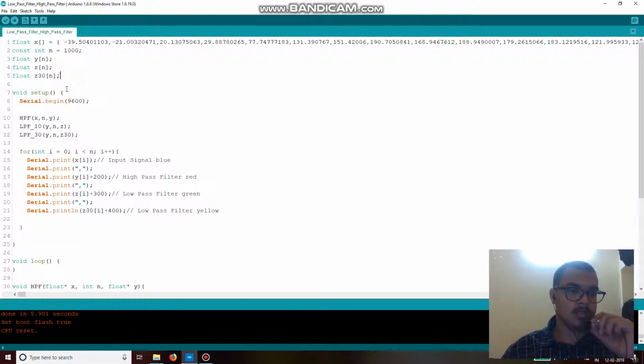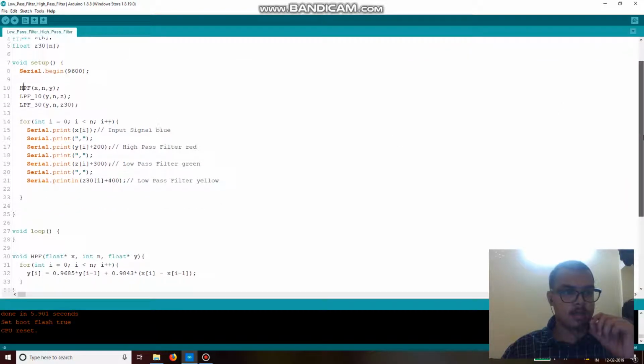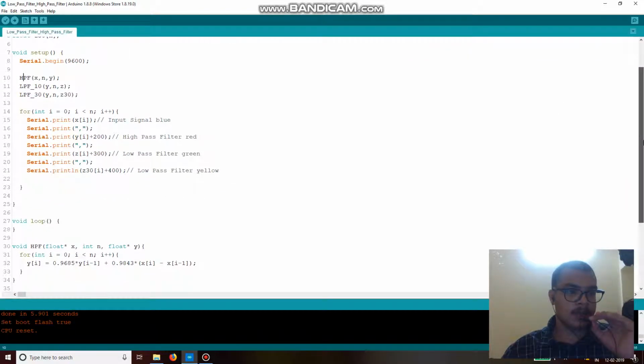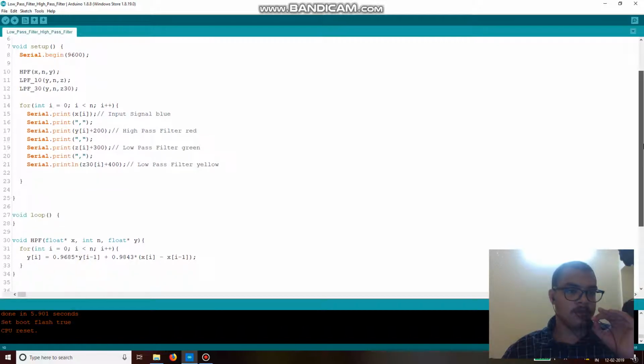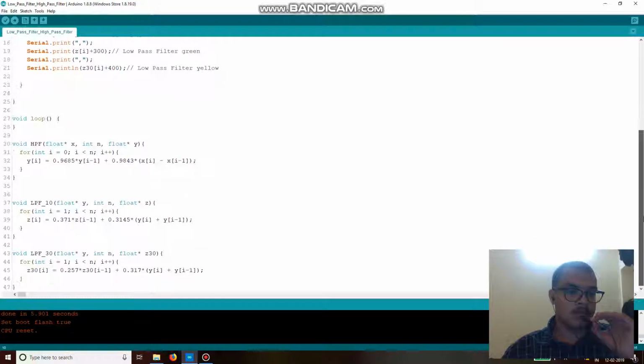So moving on, we define the baud rate at 9600. We now set three functions, hpf, lpf10, and lpf30. So basically these functions would be responsible for the filtering operations. To design the filter, we evaluate the hpf expression. This was the expression that we were able to evaluate using the pole zero placement method.